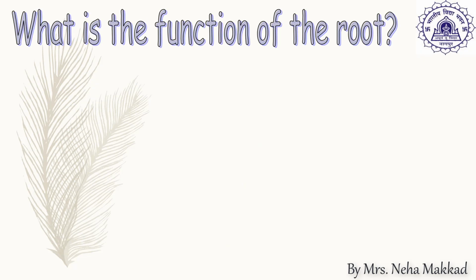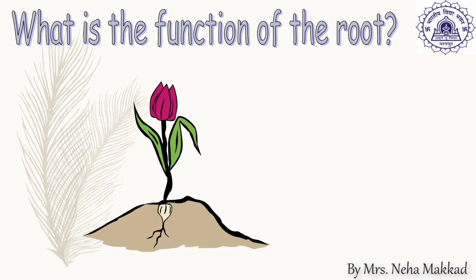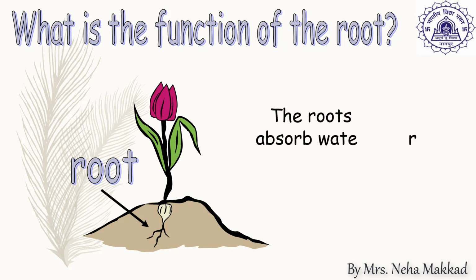Now children, one by one, we will study what do these parts do in the plant and how do they help the plant or what is their use in the plant. So let us see what is the function of the root. The root absorbs water from the soil. The roots absorb water from the soil, that is the mud, and supplies it, gives it to the different parts of the plant.